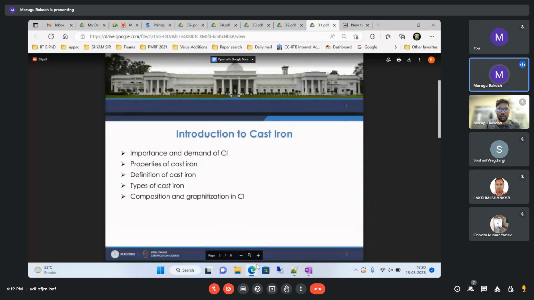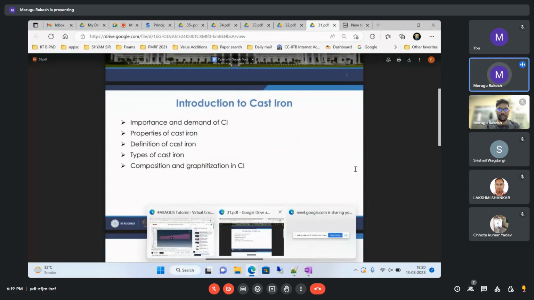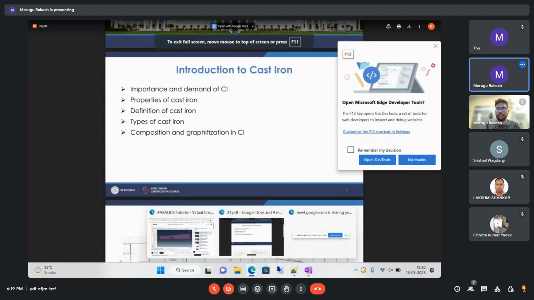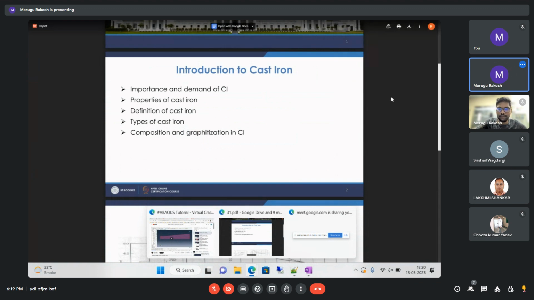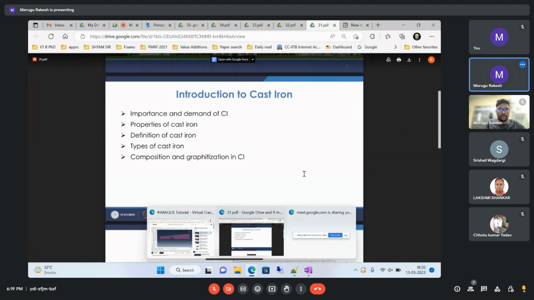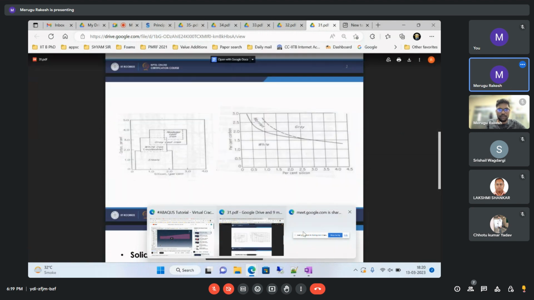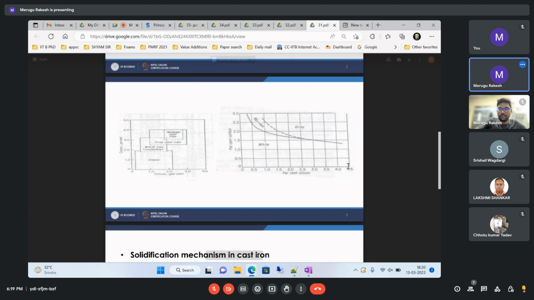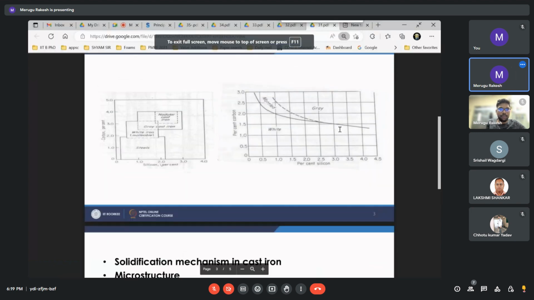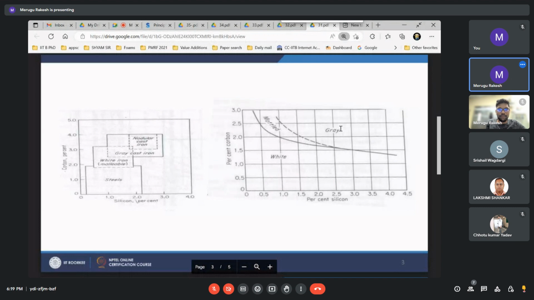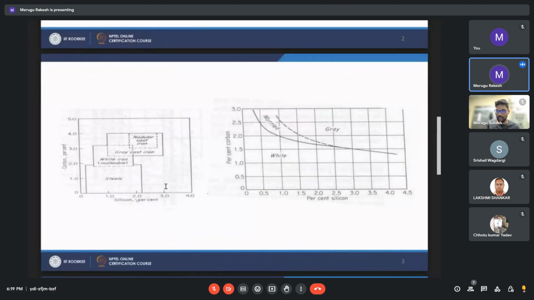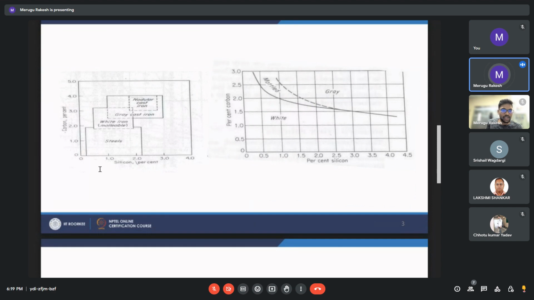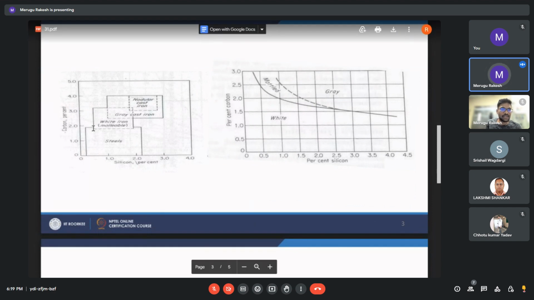Okay. So now just see these graphs, the left side graph and the right side graph. On the left side, we have silicon percent on the x-axis and carbon percent on the y-axis.